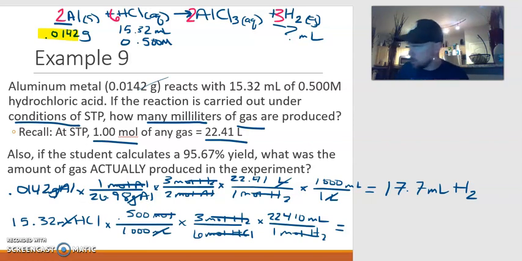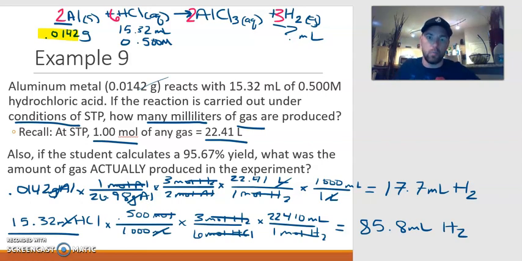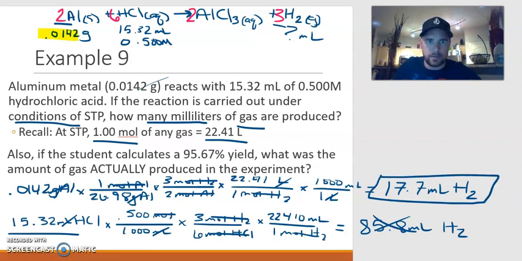And it looks like I may have done an incorrect calculation somewhere along the way. Let me just double check. Oh, I didn't divide by 1,000. I was like, something doesn't seem right. Okay. There we go. 85.8 milliliters would be the amount of hydrogen gas I could create if I used up all of the HCl, which when I compare these two, 85.8 is not going to happen. We're going to be limited by the aluminum. Aluminum is our limiting reactant. That's going to dictate how much is made, and it's 17.7 milliliters of hydrogen gas.